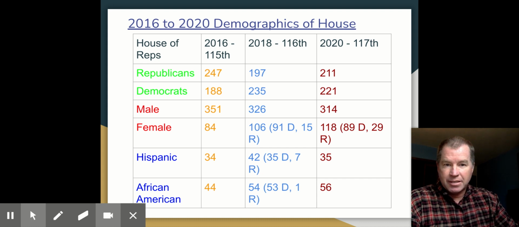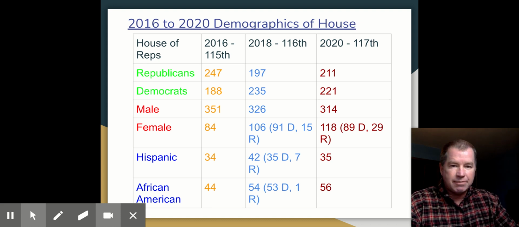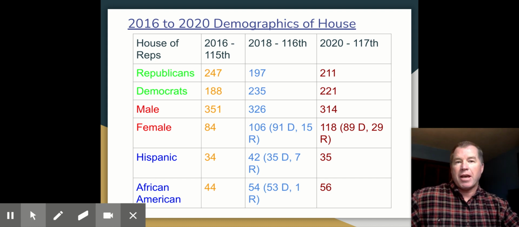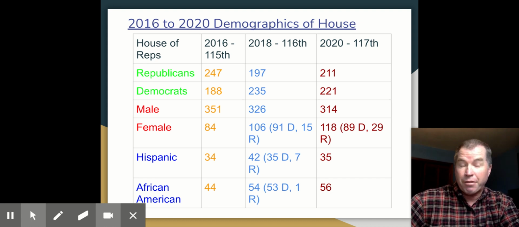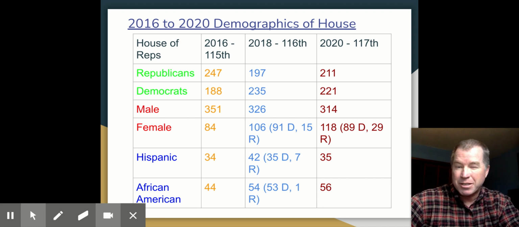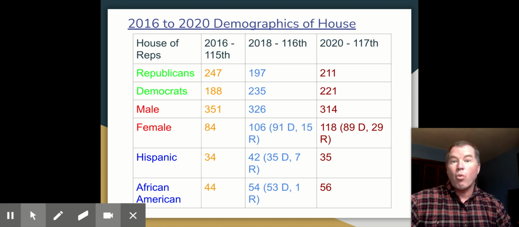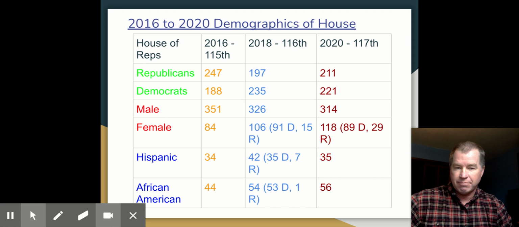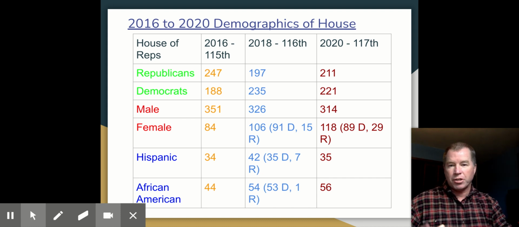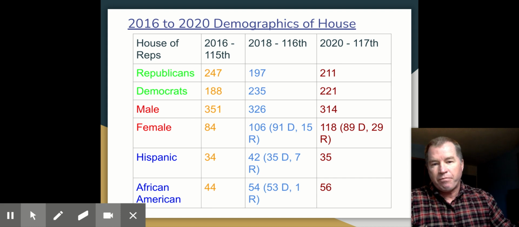What's interesting about this is the Hispanic portion of our population is something like 20% of our population. And with 35 Hispanic members of the House out of 435, you're looking at about 8% of the House is Hispanic. So Hispanics in Congress are way underrepresented. There should be 3 times as many Hispanics in Congress if we are to be proportional with what the United States looks like.